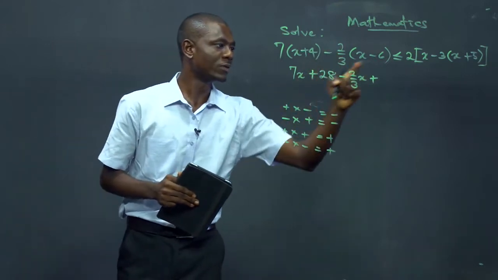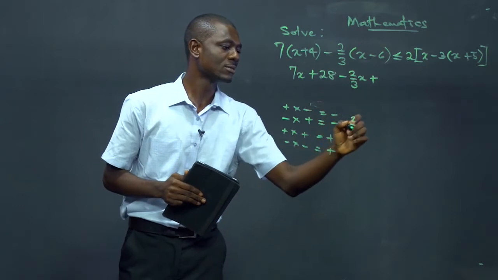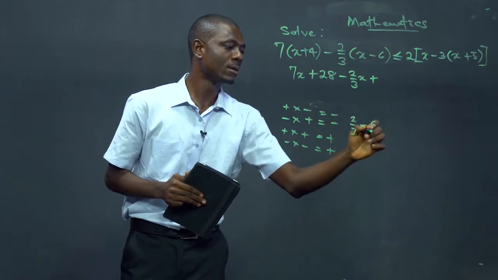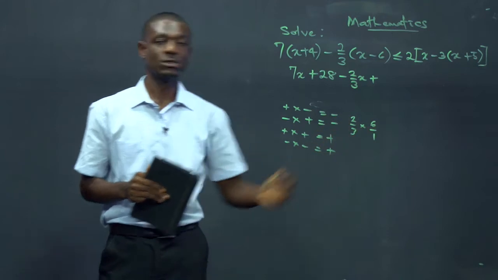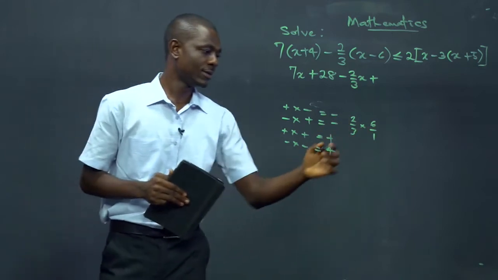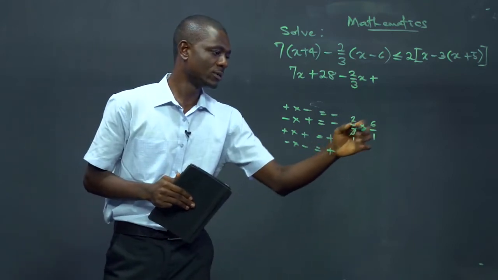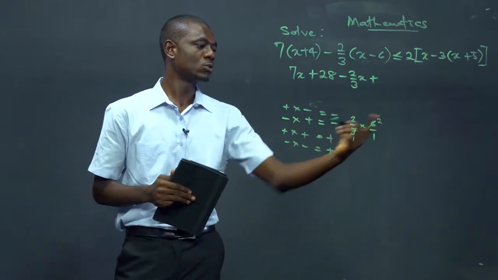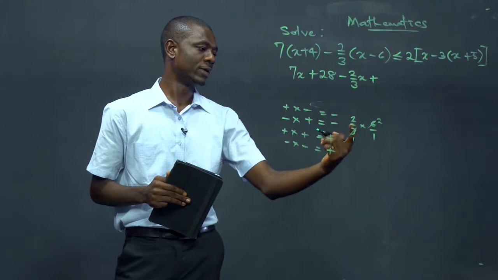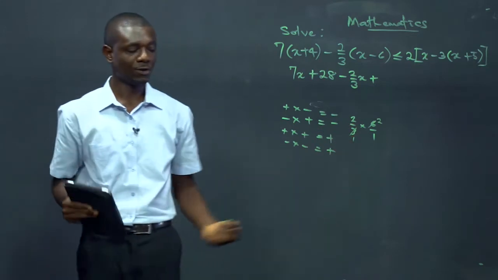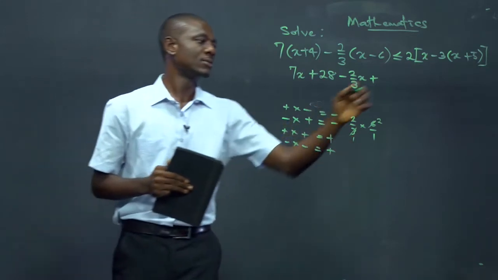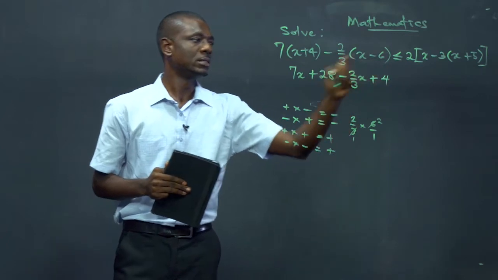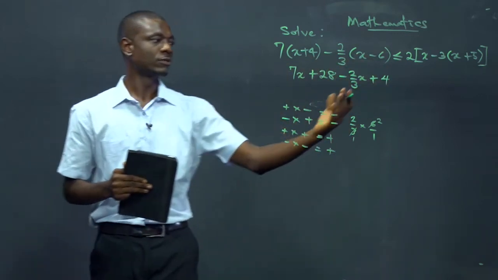Now, 2 over 3 times 6. Let's see what it gives us. 6 can be expressed as 6 over 1. 3 here 1, 3 here 2. So that we have 2 times 2, 4, divided by 1 times 1, which is 1. And 4 over 1 is 4. So the multiplication of those two terms would give us 4.